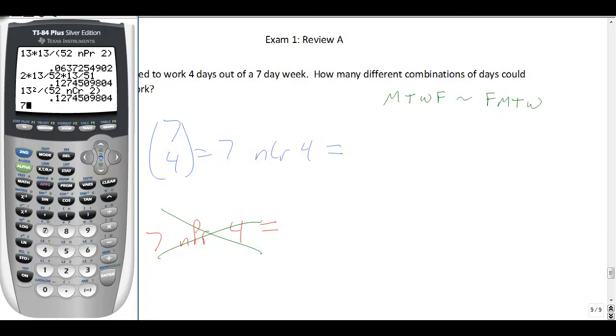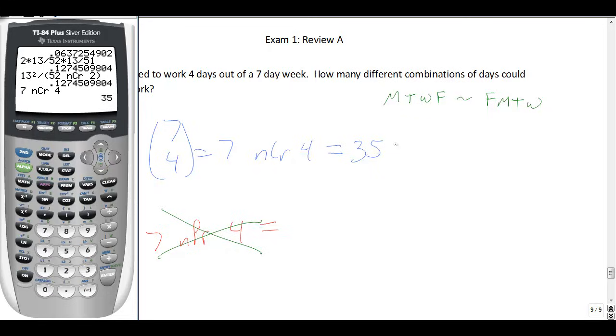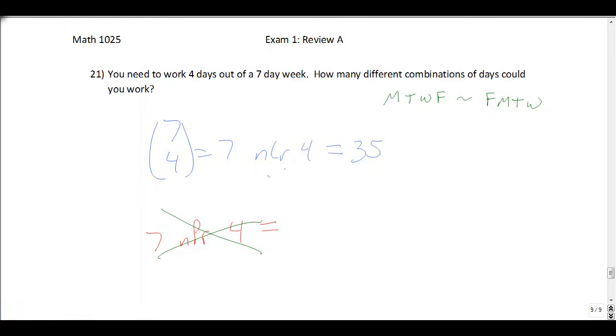And I can calculate that a couple ways. You can do 7 nCr 4. That's fine. Now make sure you write down 7 nCr 4 on your exam here, just so you have some notion of where that came from. It might help out with partial credit. You get a 35. You also could have calculated this binomial coefficient as 7 factorial over 4 factorial times (7 minus 4) factorial. That's 7 factorial over 4 factorial times 3 factorial.